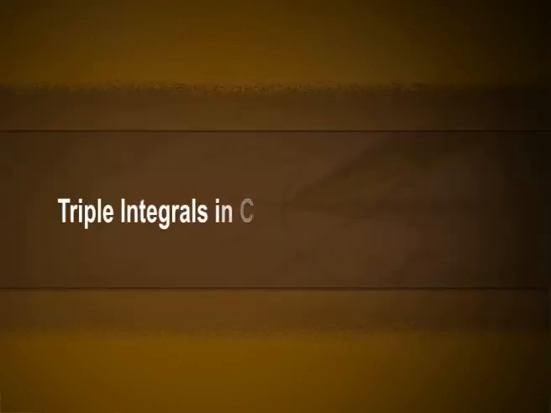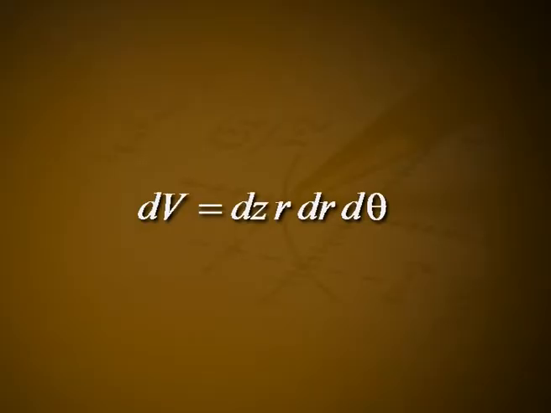Triple integrals in cylindrical coordinates. For the evaluation of triple integrals, when a calculation involves a cylinder, we can often simplify our work by using cylindrical coordinates. The volume element for subdividing a region in space with cylindrical coordinates is dV is equal to dz r dr d theta. Triple integrals in cylindrical coordinates are then evaluated as iterated integrals as in the following example.